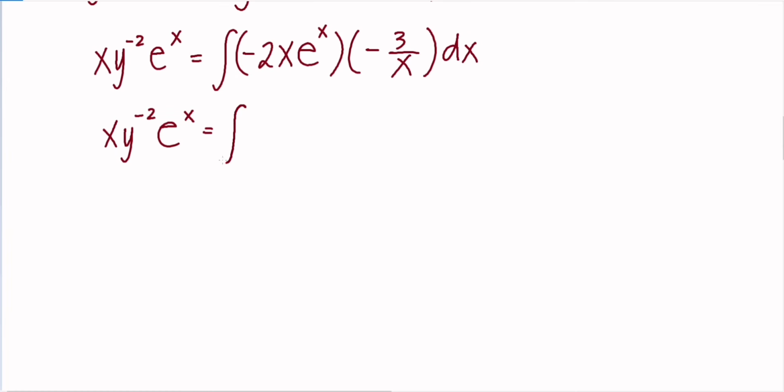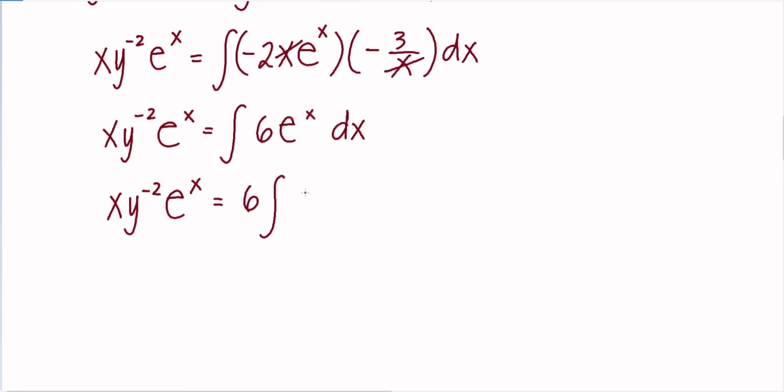We haven't integrated yet, guys, we are still simplifying. The x in the numerator and the x in the denominator cancel out. Negative 2 multiplied by negative 3 is positive 6, so we have 6 and then e raised to x dx. So, xy raised to negative 2, e raised to x equals 6, which we can take out since it is a constant, and then the integral of e raised to x dx.